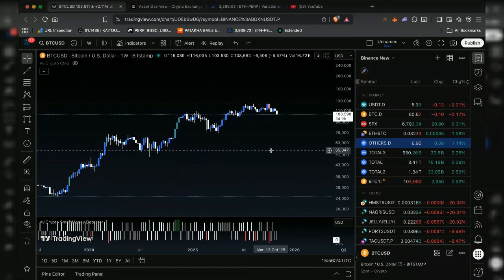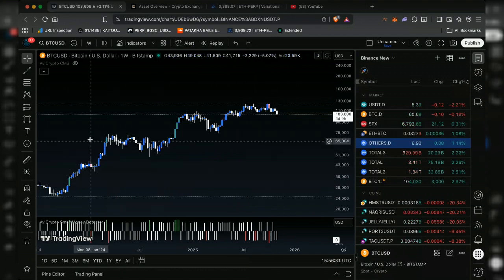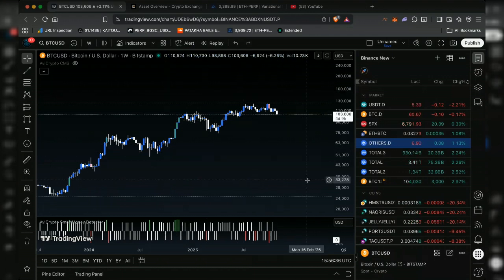So this is the chart. Now, this is the weekly Bitstamp chart, the spot chart for Bitcoin. If we just notice, this is the first deviation, this is the second deviation, and this is the third deviation.